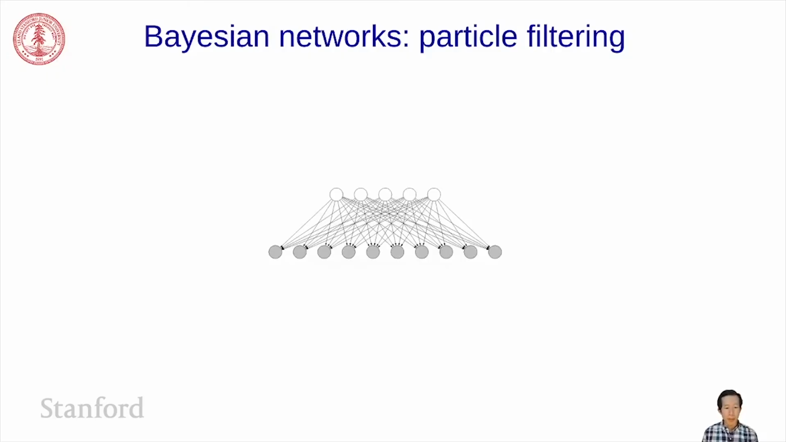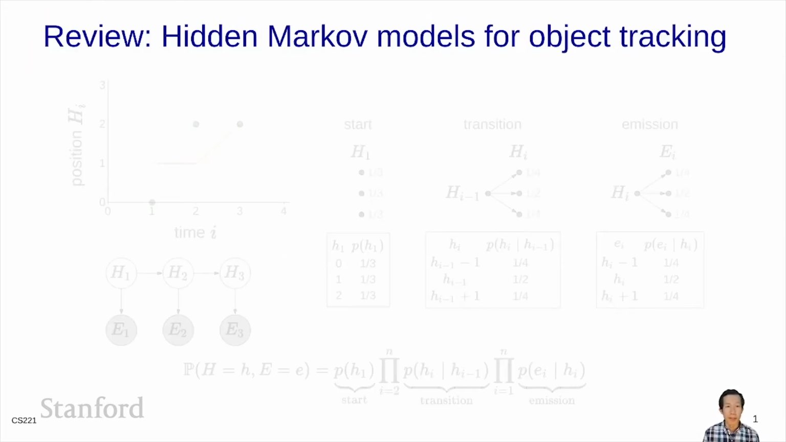Hi, in this module I'm going to present the particle filtering algorithm for performing approximate inference in hidden Markov models, which is really useful when the size of the domain of the variables is very large. So let's start with our familiar object tracking HMM. In this case, for every time step, we have a position Hi of an object, which we don't see, and instead we see some noisy sensor readings.